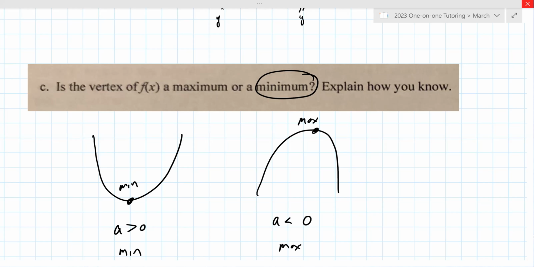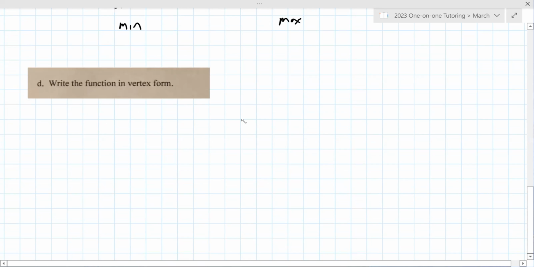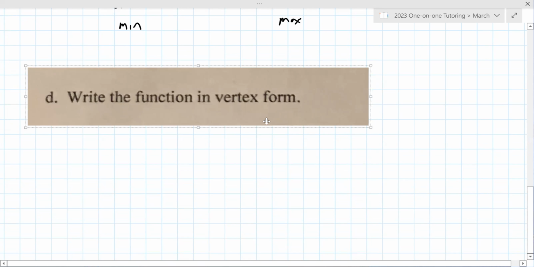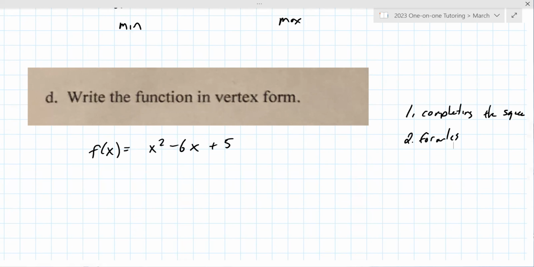All right, write the function in vertex form. So I'm going to go grab the function here, f of x equals x squared minus 6x plus 5. I guess I do have to ask you a question on this one. Are you guys using completing the square, or alternatively, you can use formulas for this? If you could jump off your mute and let me know.